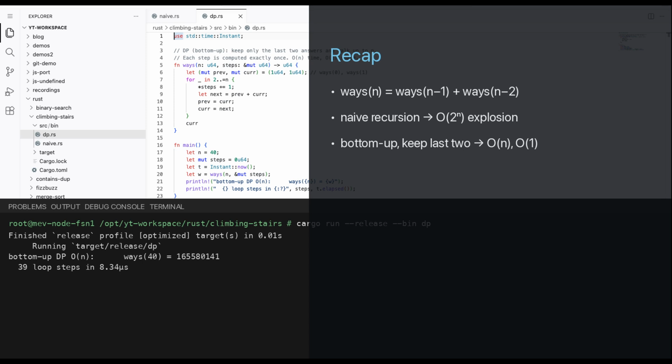Recap: the ways to reach step n are the ways to n-1 plus the ways to n-2. Naive recursion recomputes and explodes. Bottom-up DP with 2 variables does it in linear time and constant space. That's climbing stairs, and your first real DP.